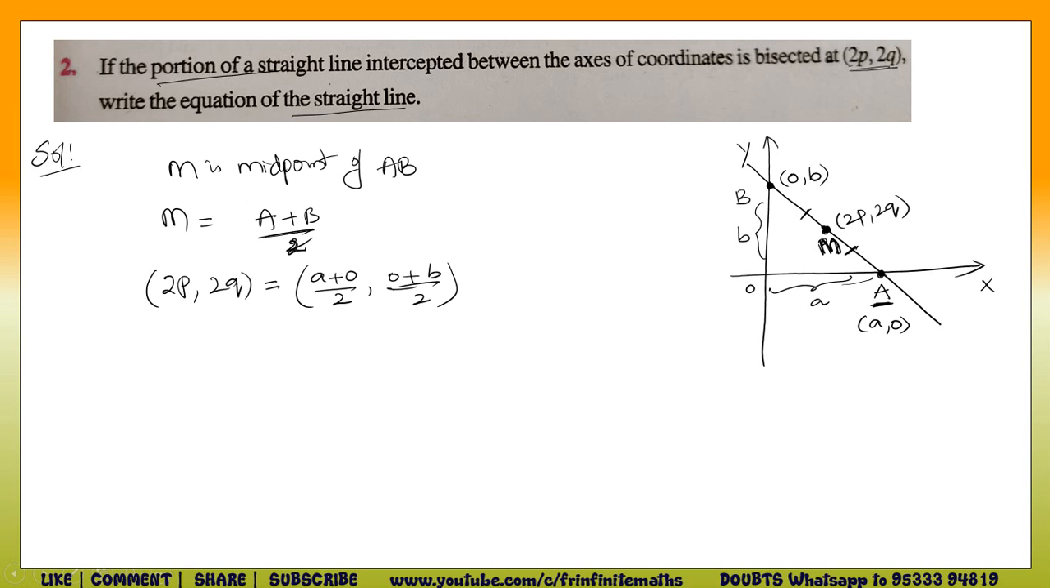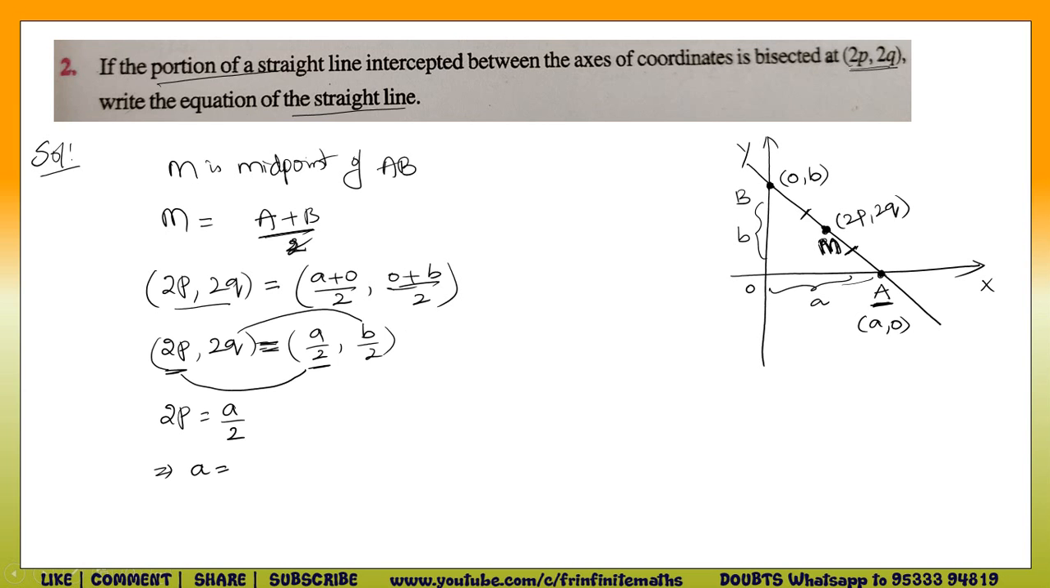So what I am doing here is finding the midpoint of A and B. From this, 2P comma 2Q is equal to A by 2 comma B by 2. Since both represent the same midpoint, the corresponding x coordinates and corresponding y coordinates are equal. That means 2P is equal to A by 2, so A is 4P. The same way, 2Q is equal to B by 2, so B is 4Q.